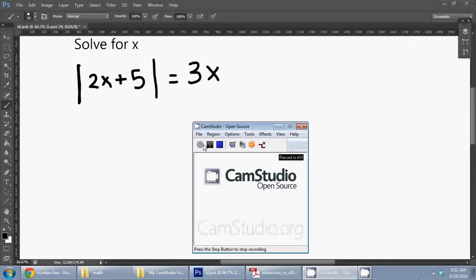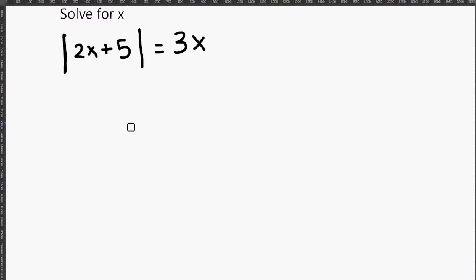This is the next part of section 1.7. We're going to solve this equation for x, and the equation reads the absolute value of 2x plus 5 is equal to 3x.